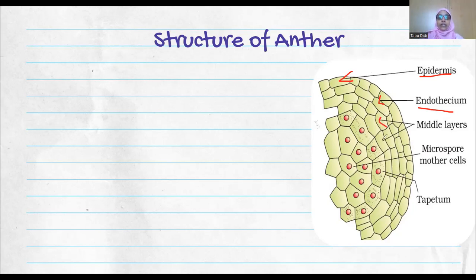Then these layers, the middle layers. Then finally, these red structures you see, these are the mother cells. You might be surprised that we are discussing anther. Anther is the male reproductive part. It produces the male gametes. And why do we call them mother cells?